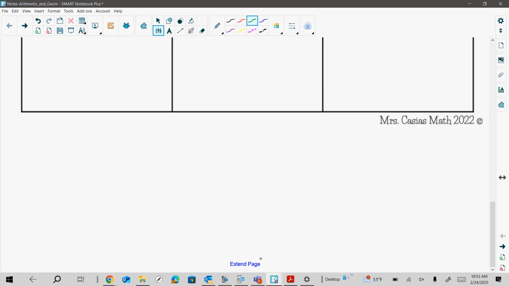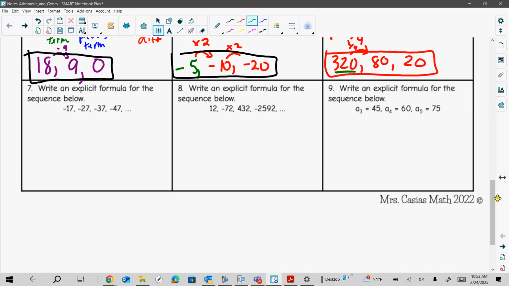All right. Now they want us to write the formula for the sequence. First, in order to write the formula, you have to know what type of sequence we have. So how are these numbers changing each time? Minus 10. That means we have a constant difference, which means our d equals negative 10. This is arithmetic.